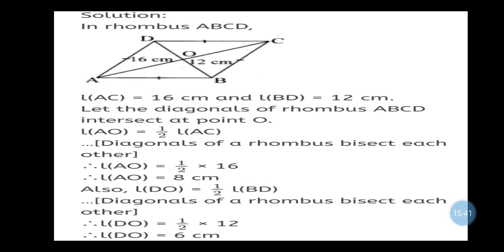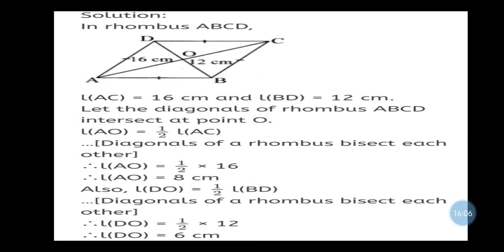So let the diagonals of rhombus ABCD intersect at point O. Now we need to find the length AO. Length AO is equal to half of length AC because diagonals of rhombus bisect each other. Therefore, length AO is equal to half into 16. So we will get length AO as 8 centimeter.